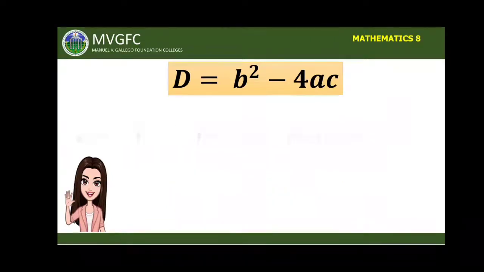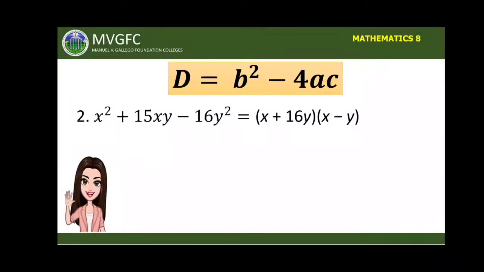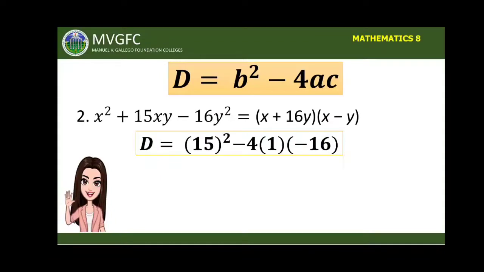So, another example is for number 2. We have x squared plus 15xy minus 16y squared. Our answer is quantity x plus 16y multiplied by x minus y. Paano natin malalaman kung factorable nga ba talaga yun or kung tama yung sagot natin? Let's have the test for factorability, in which we're using the discriminant of the trinomial in the form d is equal to b squared minus 4ac.